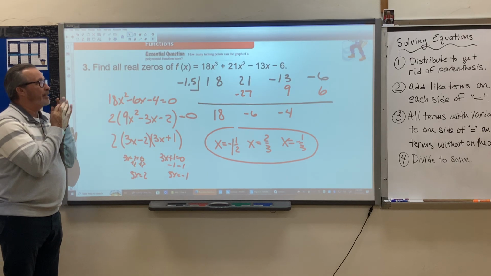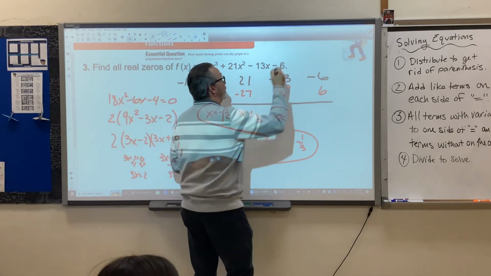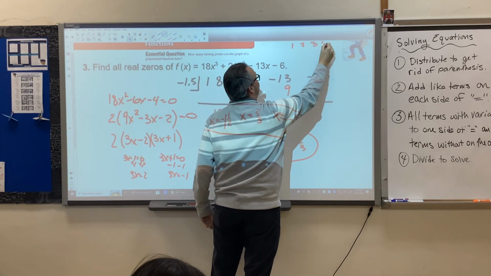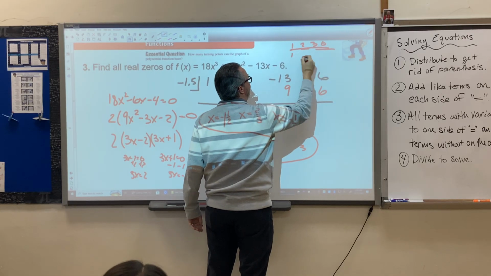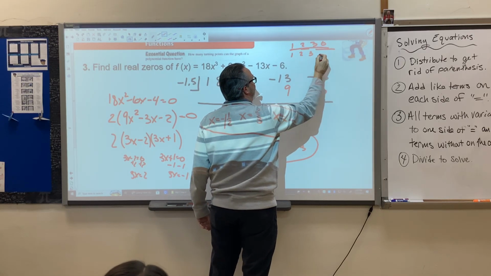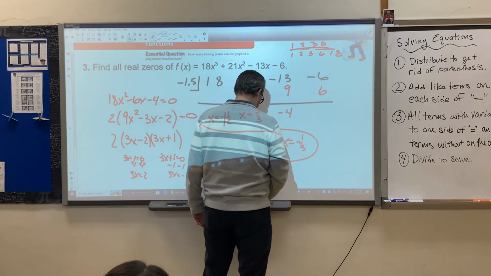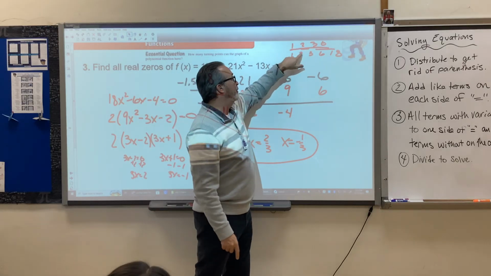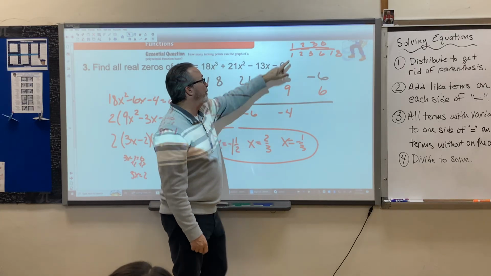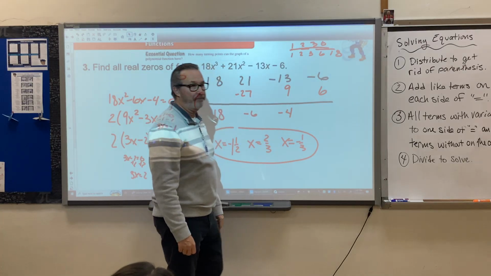Remember, all the zeros are factors of 6, which is 1, 2, 3, and 6, over all the factors of 18, which is 1, 2, 3, 6, 18. So this one was negative 3 halves, here's 3 over 2, no problem. 2/3, 2 over 3, no problem. 1/3, 1 over 3. Yeah, it all works out.